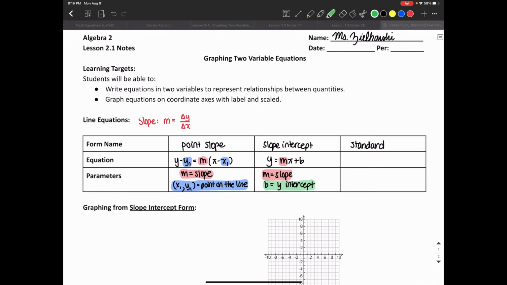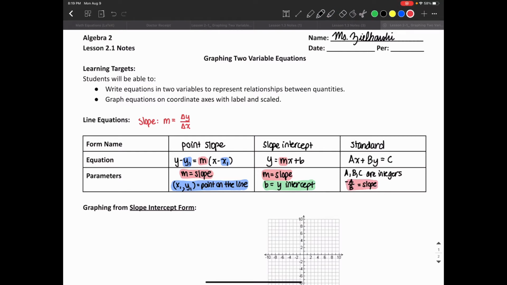Standard form is ax plus by equals some integer c, where a and b are integers. So a, b, and c, like I just said, it's important that they are integers. They shouldn't be fractions. And in order to find the slope from standard form, you can do negative a over b. That's the coefficient for x over the coefficient for y. And that is the slope. We can highlight this in red.